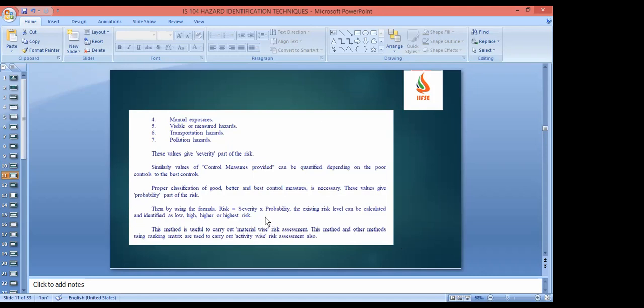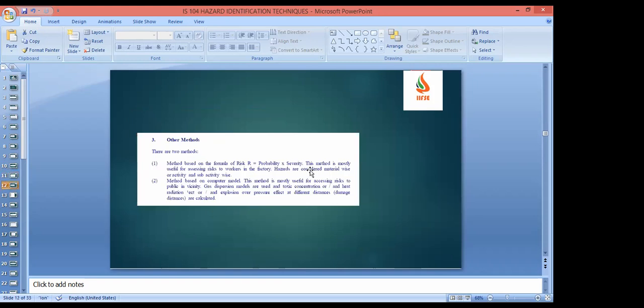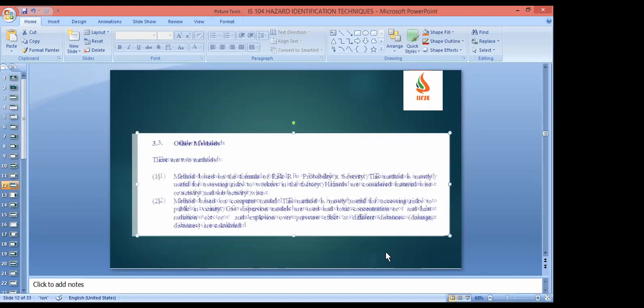Generally, we use a risk matrix, 3 by 3 or 5 by 5. Based on that, we are able to understand the quantification of that risk, and based on that, we can take proper measures. This method is used to carry out a material wise risk assessment, and this method and other methods using a ranking matrix are used to carry out an activity wise risk assessment. That's why we do a risk assessment for all the activities, so that we can understand which activity is under higher risk and where we have to take control measures.